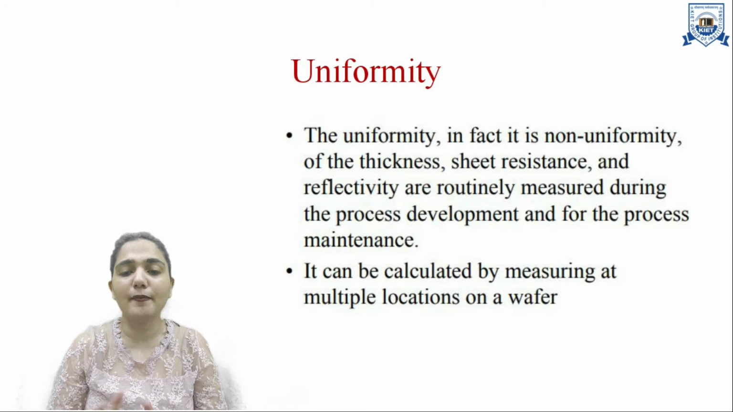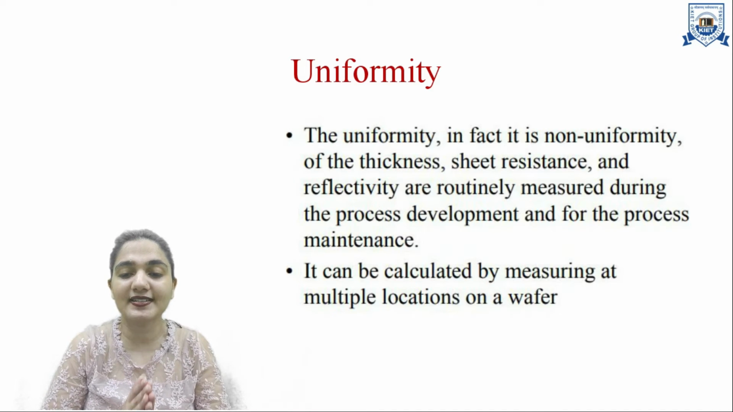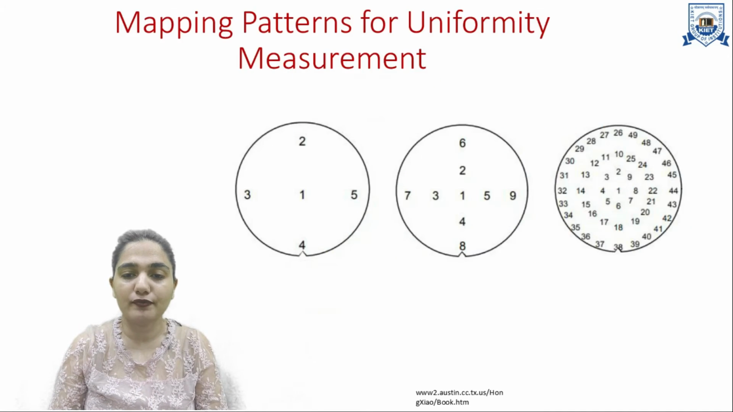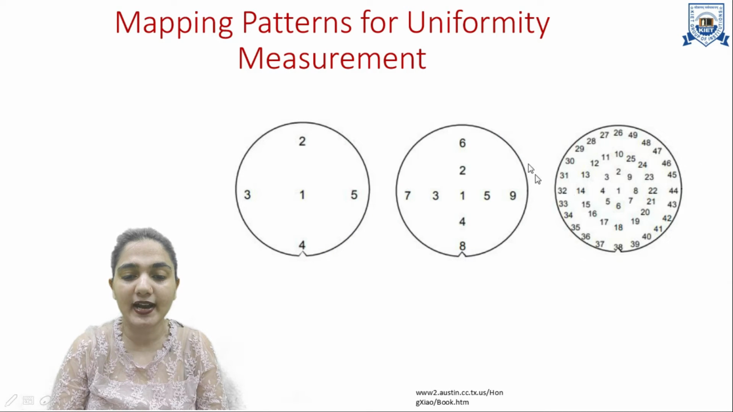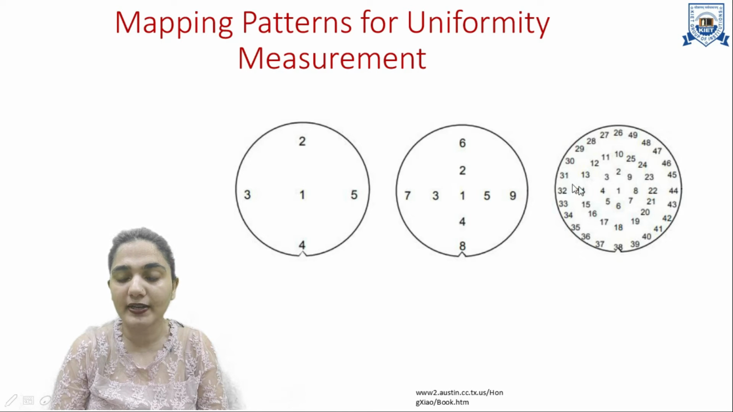Now uniformity. The non-uniformity of the thickness, sheet resistance and reflectivity are routinely measured during the process development and for the process maintenance. It can be calculated by measuring at multiple locations on the wafer. So we have to calculate the uniformity at the multiple locations of the wafer. Here you can see we are calculating the uniformity at the multiple locations of the wafer.